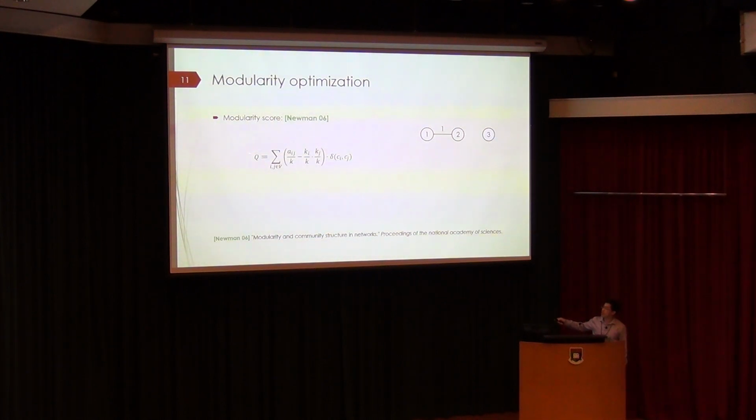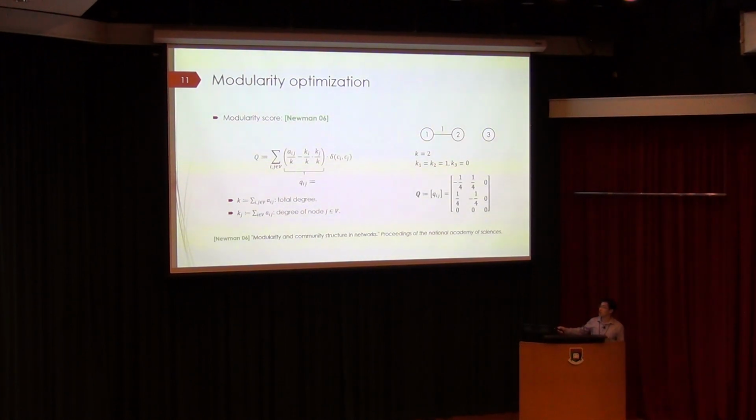Okay, so what is this? Well, the score is defined by this formula. K here corresponds to the total degree. So for this example, the total degree is 2, because node 1 has degree 1, and then node 2 has degree 1. So altogether 2. Kj corresponds to the degree of a particular node. For example, K1 has degree 1, and K2 has degree 1, and K3 has degree 0. Okay, so that's quite obvious.